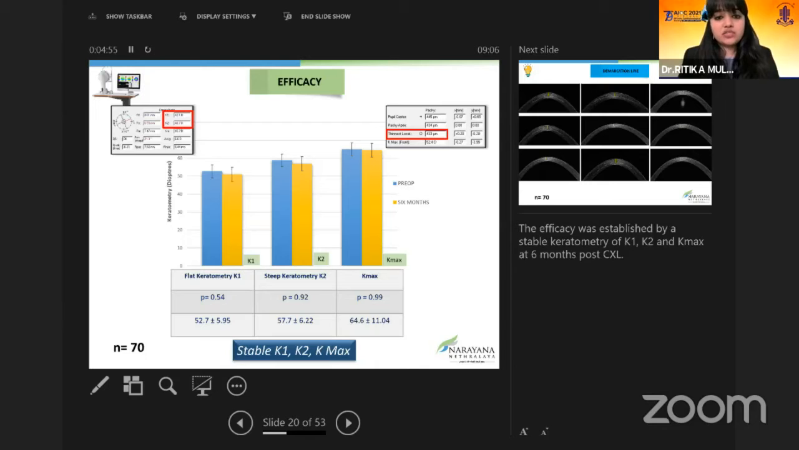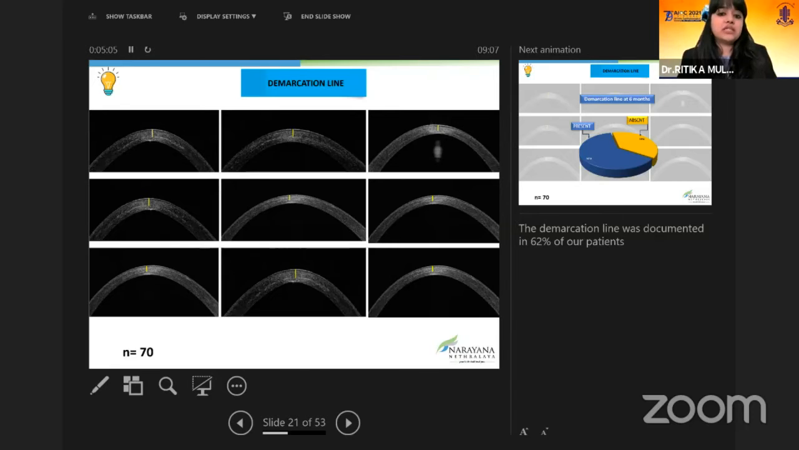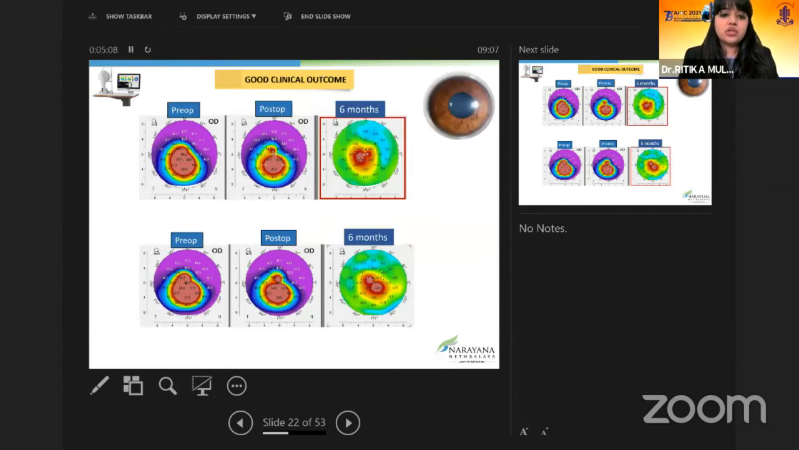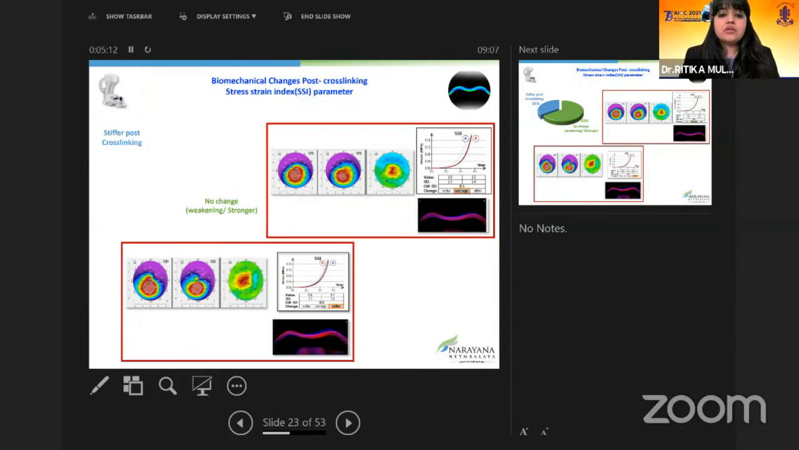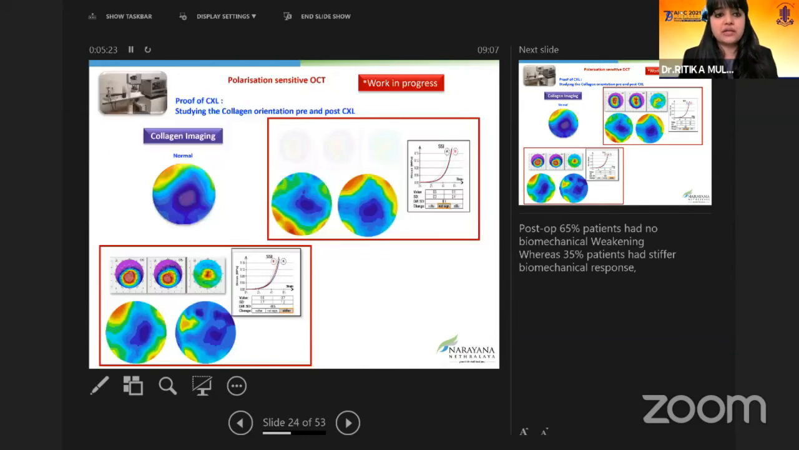The efficacy was very well established with very stable keratometry values of K1, K2, and Kmax at 6 months post cross-linking. A good demarcation line was seen in 62% of our patients, and we had good outcomes as shown by these two topography maps. Regarding the biomechanical stress indexes, 65% of the patients had no change and 35% had a stronger or stiffer cornea post cross-linking.